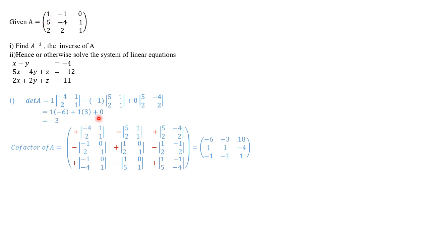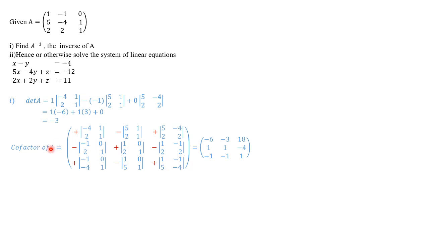So the first thing is to find the matrix of minors here. So this is the minor of 1, this is the minor of -1, this is the minor of 0, this is the minor of 5, this is the minor of -4, this is the minor of 1, this is the minor of 2, this is the minor of 2 here, and this is the minor of 1.